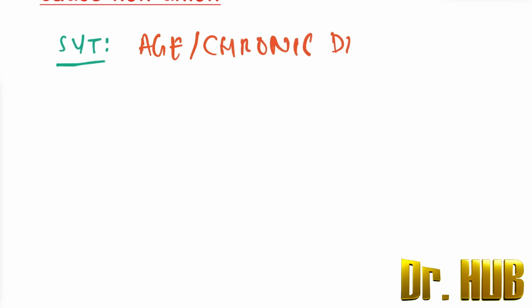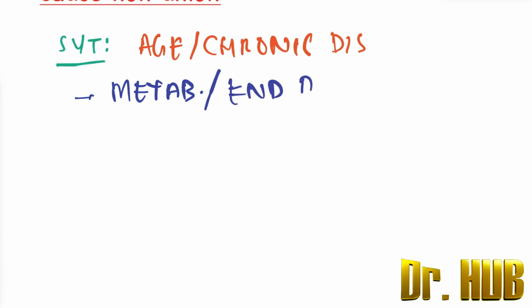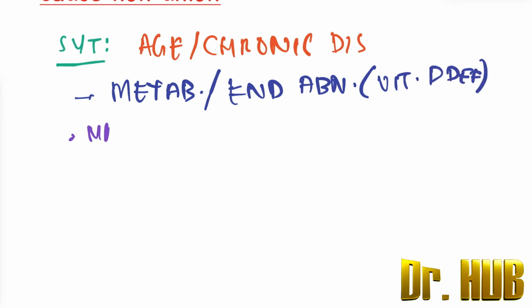Then we move on to the systemic. So what happens with the systemic? Under systemic there is age. There are chronic diseases. There are also metabolic and endocrine abnormalities, which include vitamin D deficiency. There is also the presence of malnutrition and smoking.